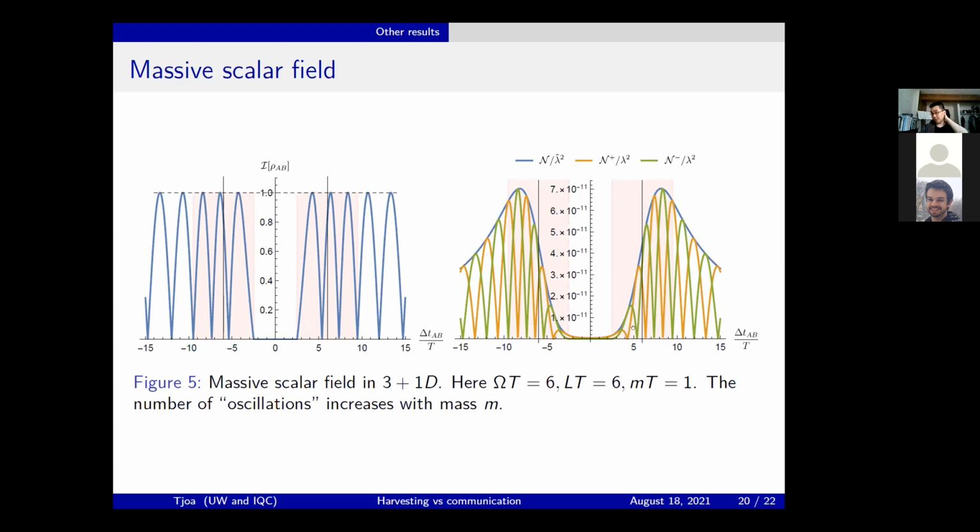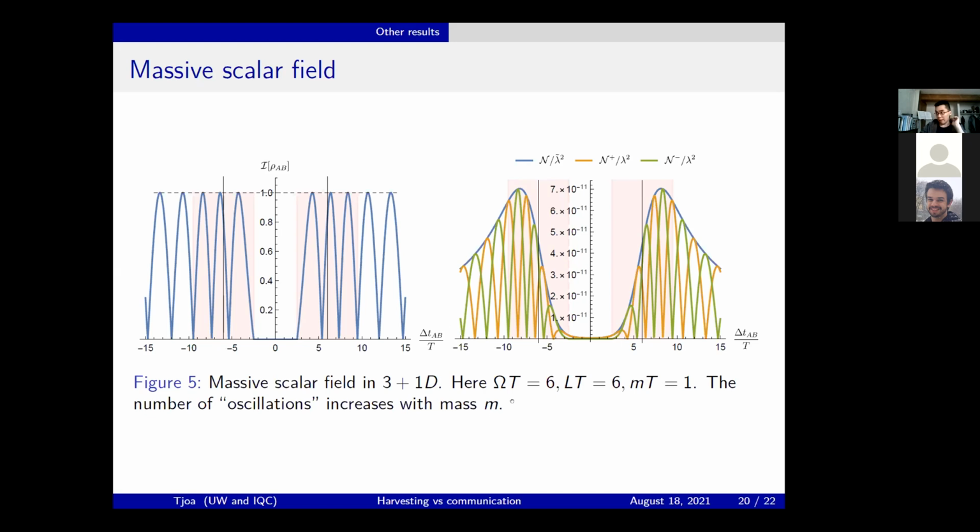And this is very interesting because normally when people compute negativity, they only see the total one, which is blue, which is just one smooth, nice curve. But when you decompose them out, this is what you get. And so this is a very interesting thing.